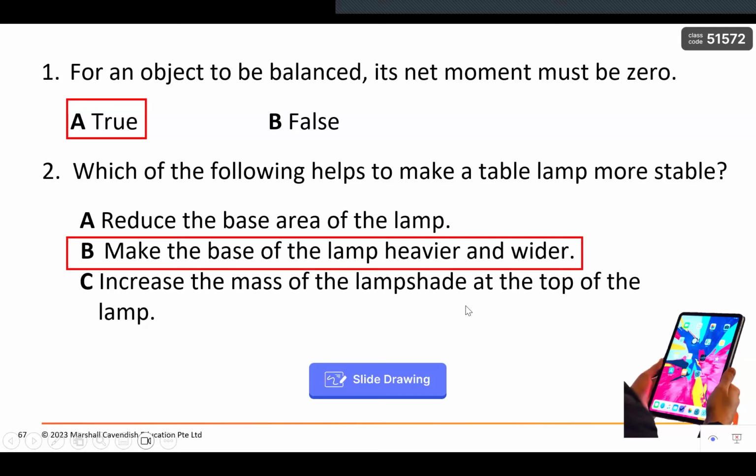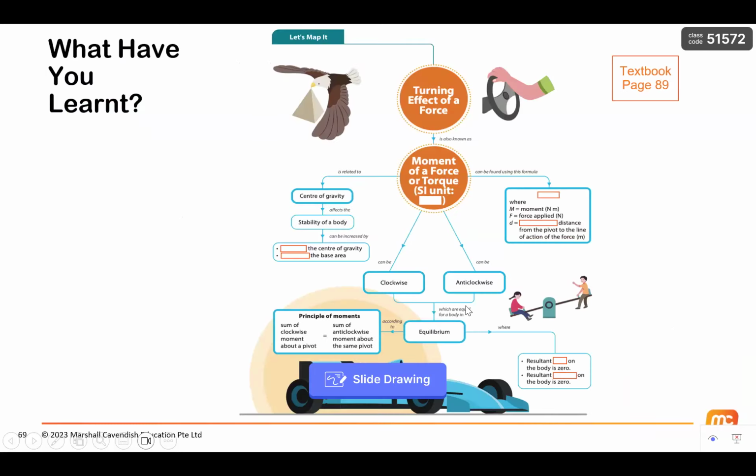For C, if I increase the mass of the lampshade at the top, because the lampshade is at the top, if I put more mass at the top, then my CG will move up higher. The center of gravity will be higher, and this will make the lamp more unstable. Okay, so that's the end of the entire chapter.